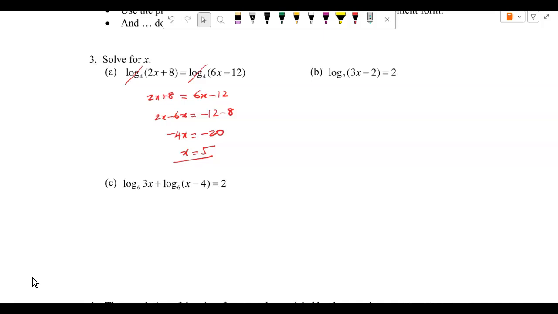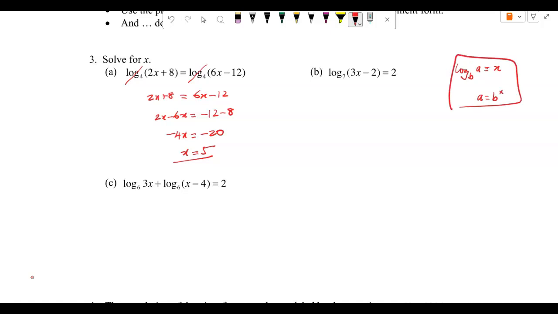Would you bring the 2 to the left side? Convert this log form to index form. If log base b of a is equal to, let's say, x, then a is equal to b to the power of x.